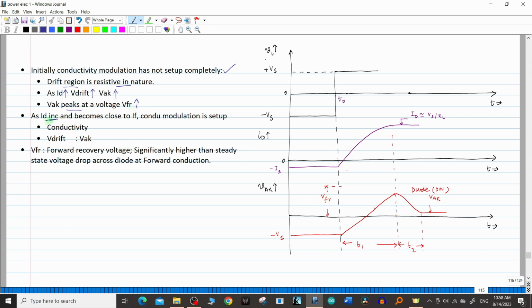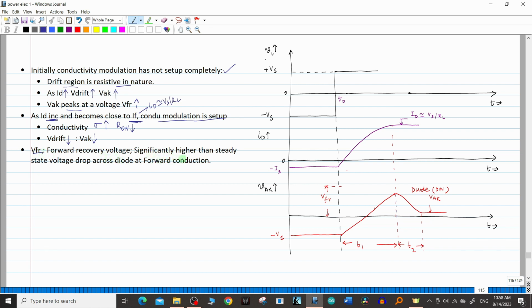Now, as ID increases and becomes close to IF, which I can write as ID roughly equal to Vs divided by RL, conductivity modulation fully sets up. That means conductivity is increasing, right? The on-state resistance will decrease, V drift will decrease, and therefore VAK also will decrease. And I told you VFR is nothing but the forward recovery voltage.